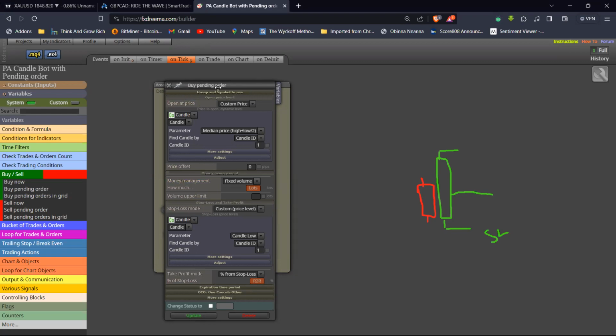So basically, we're going to buy, there's going to be a pending order placed. Once the condition is met, there's not going to be an instant buy. Instead, there's going to be a pending order placed.